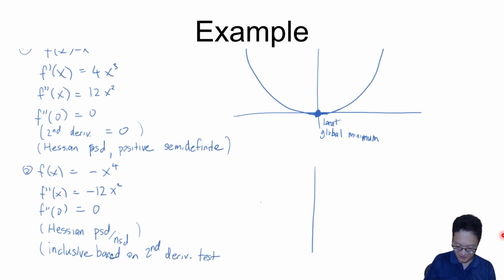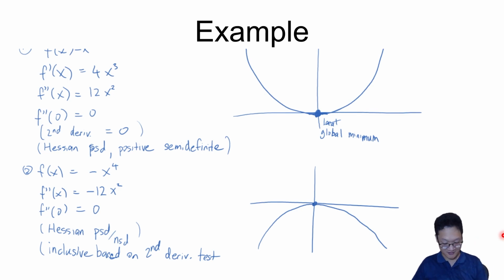Well, in this case, hopefully we know that negative x to the power of 4 looks something more like this. So this point is actually a local maximum, right? Or a global maximum. Okay, so this example is just a very simple example showing what happens when we're in an inconclusive case, and perhaps just gives you some idea of why they may be inconclusive.